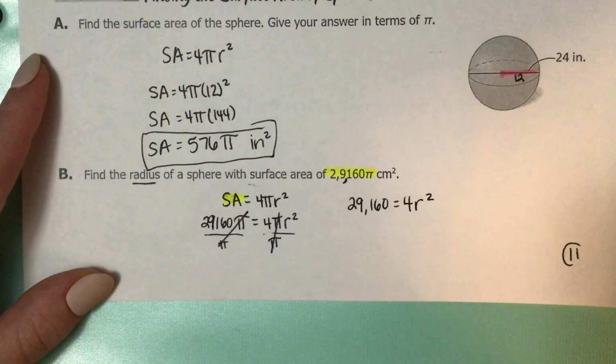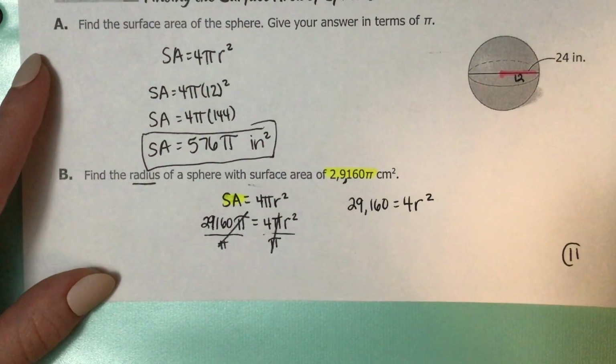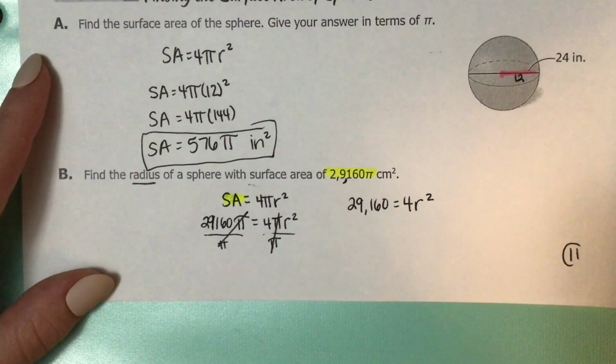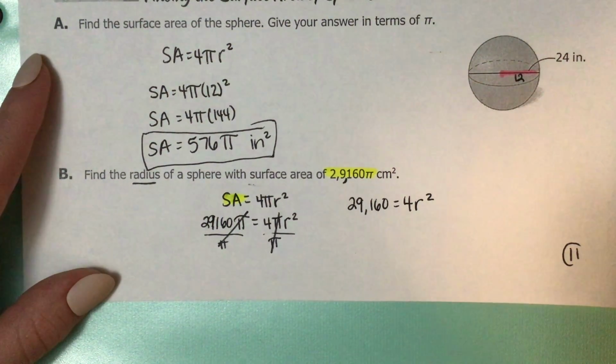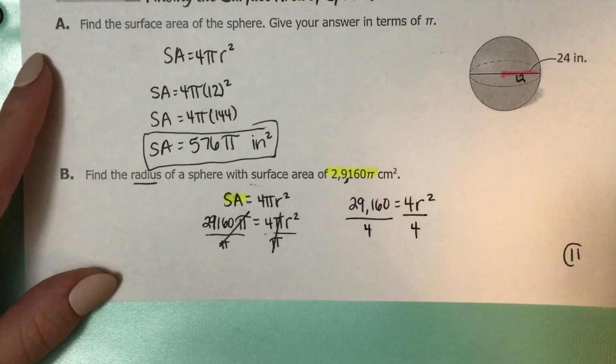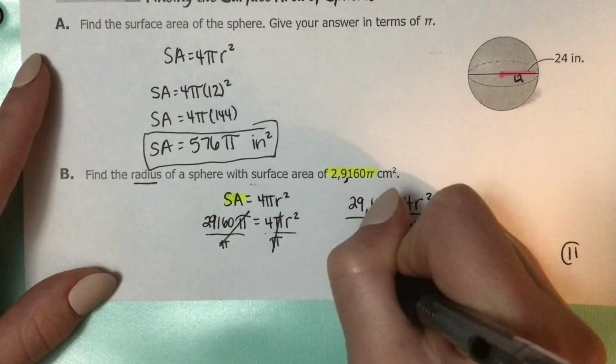We're trying to solve for r. It asks us for the radius. So r is the variable. We need to isolate r. Anytime we're asked to solve, we're trying to isolate it. And the way we isolate is by using opposite operations. So we're going to divide by 4 on both sides because we're getting that r isolated. So we're taking 29,160, dividing it by 4, and I get 7,290.